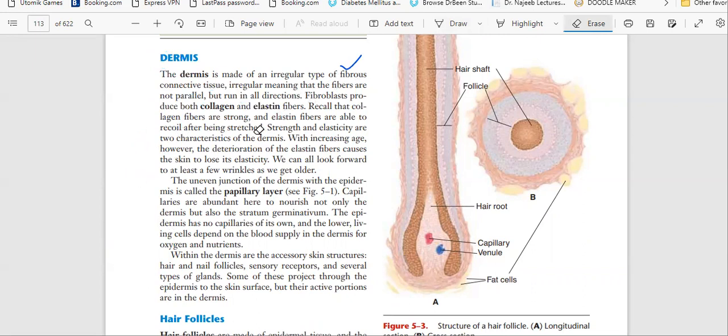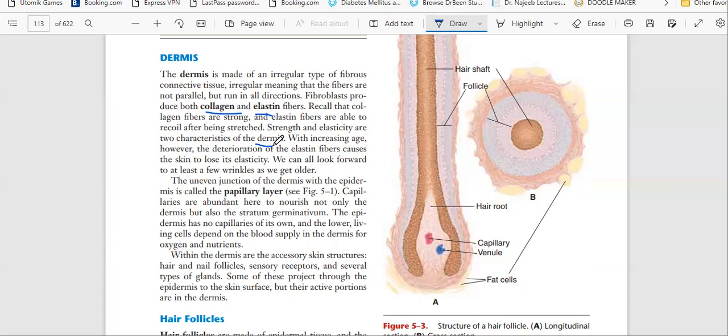Fibroblasts produce both collagen and elastin fibers. Recall that collagen fibers are strong and elastin fibers are able to recoil after being stretched. So here we have two types of fibers, collagen and elastin. Collagen is very hard and elastin has elasticity. Strength and elasticity are two characteristics of the dermis.